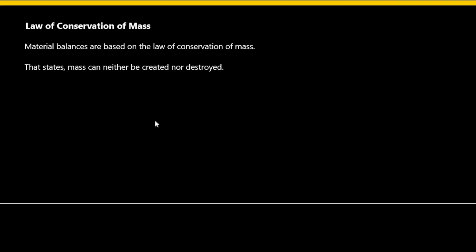Now, obviously, you know that mass can neither be created nor destroyed, but how does this come into play? How do we apply this? So, in any process, let me write this one down. In any process, and by any process I mean any process in the food processing plant, the material balance can be given as the material balance, or you can also say the material balance equation.